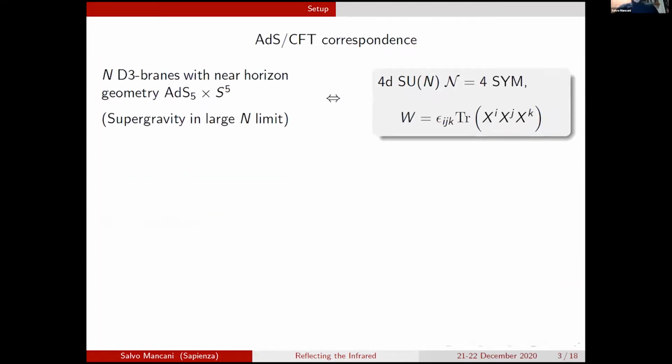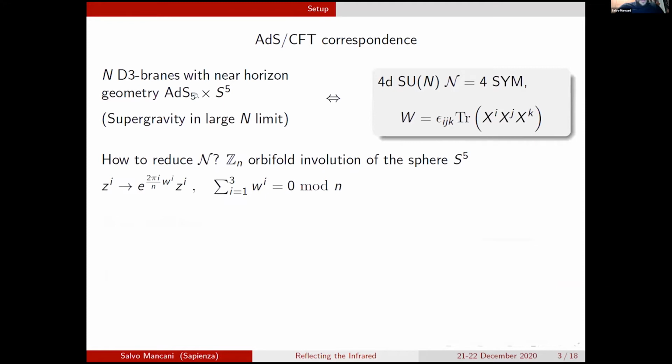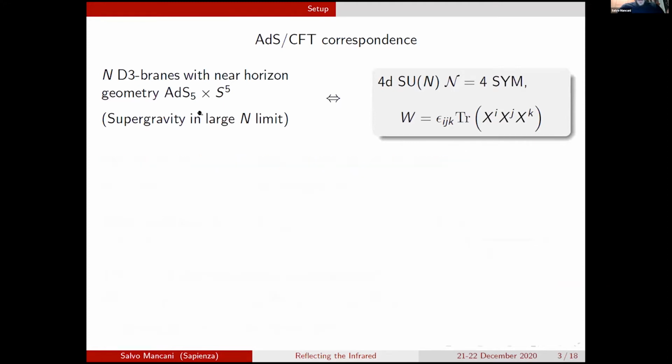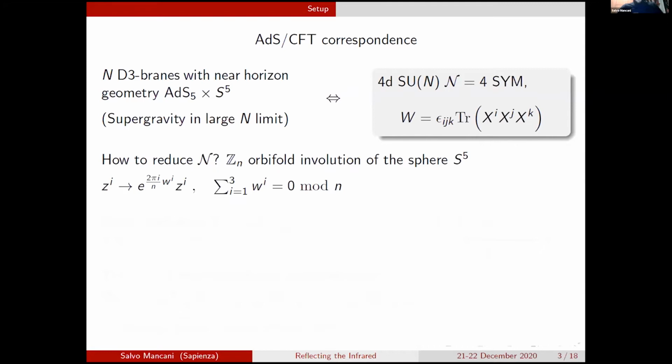So the context here is the AdS/CFT correspondence, which in its original formulation states that a stack of N D3-branes with the near horizon geometry, AdS5 times S5, is holographically dual to a four-dimensional gauge theory, which is highly supersymmetric, and in terms of N=1 chiral multiplets, we can write down a superpotential of this form. Now, highly supersymmetric also means highly unrealistic. So we want to reduce supersymmetry here.